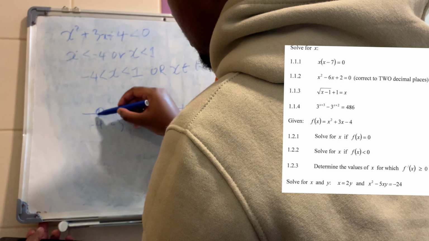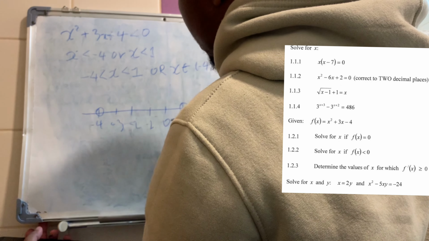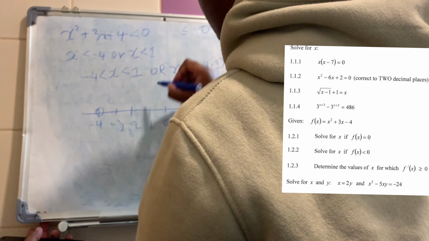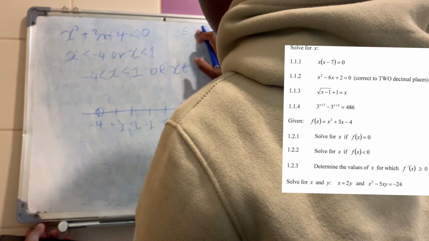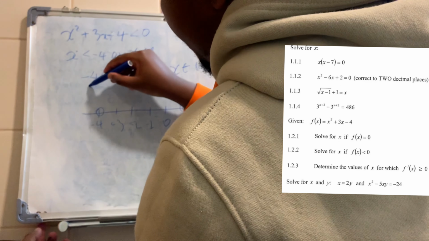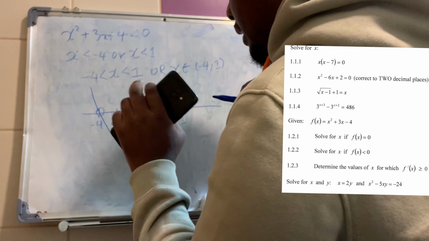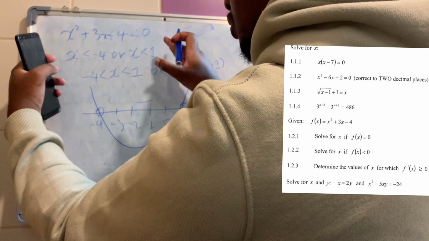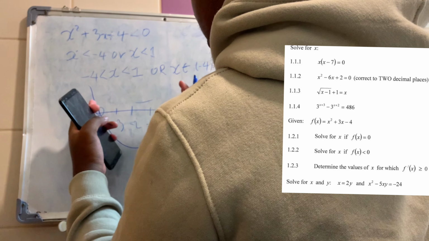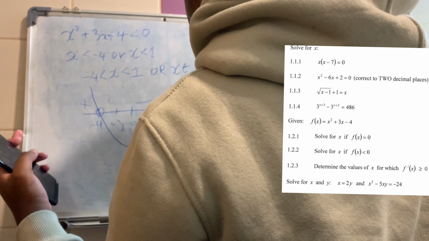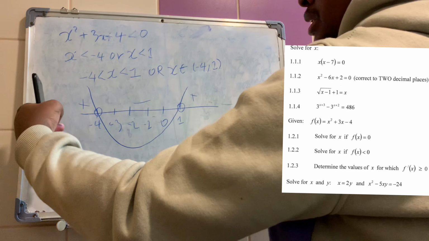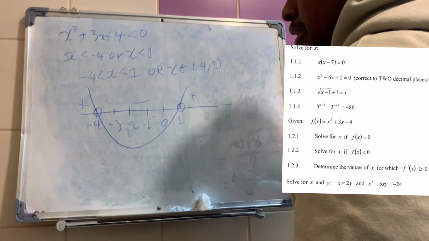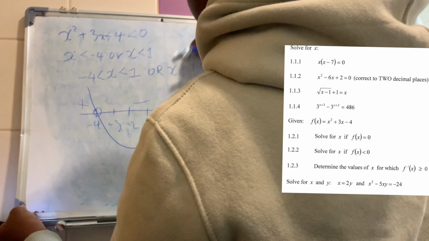The endpoints should be excluded, so the shading is open at those points, and this tells you the function is negative in between. Check the interval: where x is negative it means the other side will be positive. So in that answer you're going to get a mark, and for the interval you're also going to get a mark. And then we move to another question.